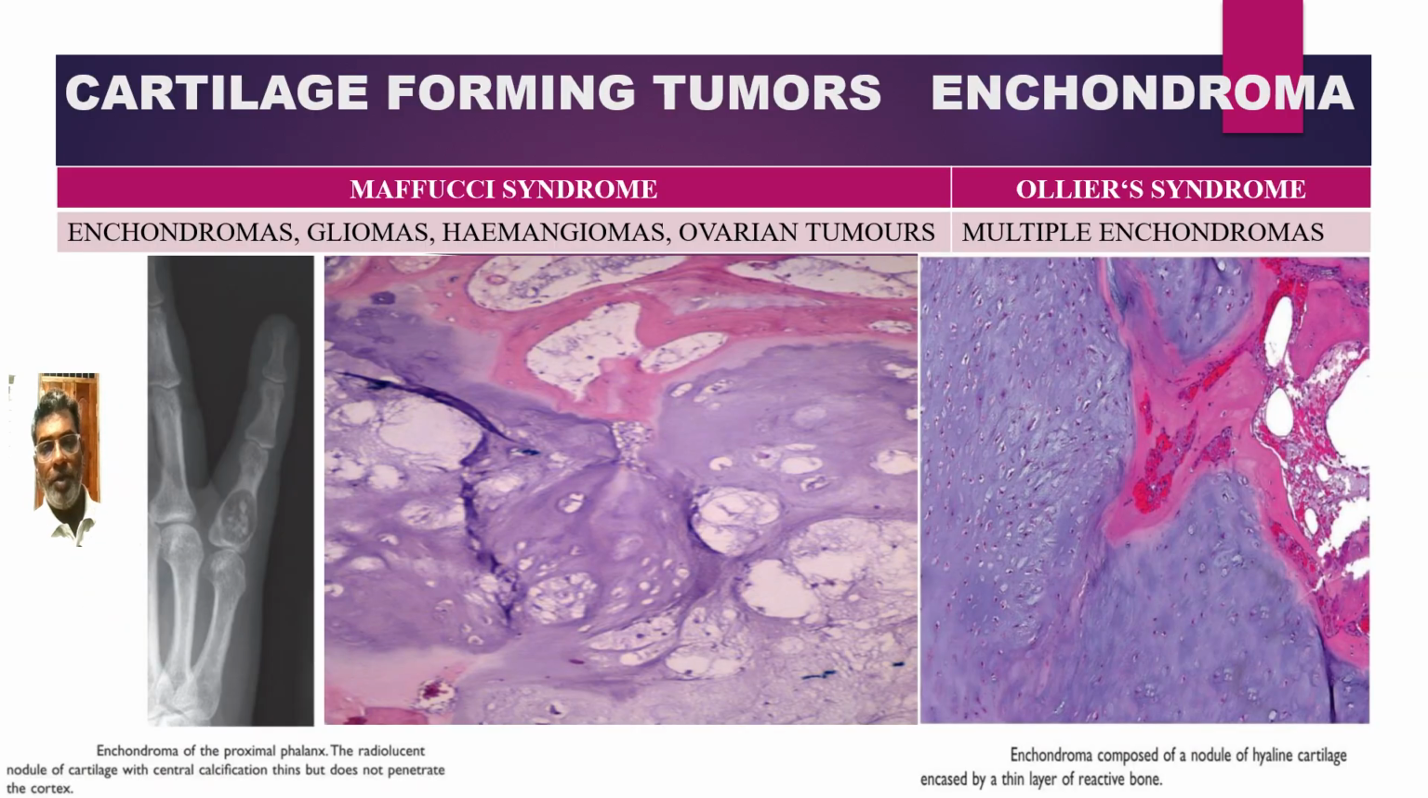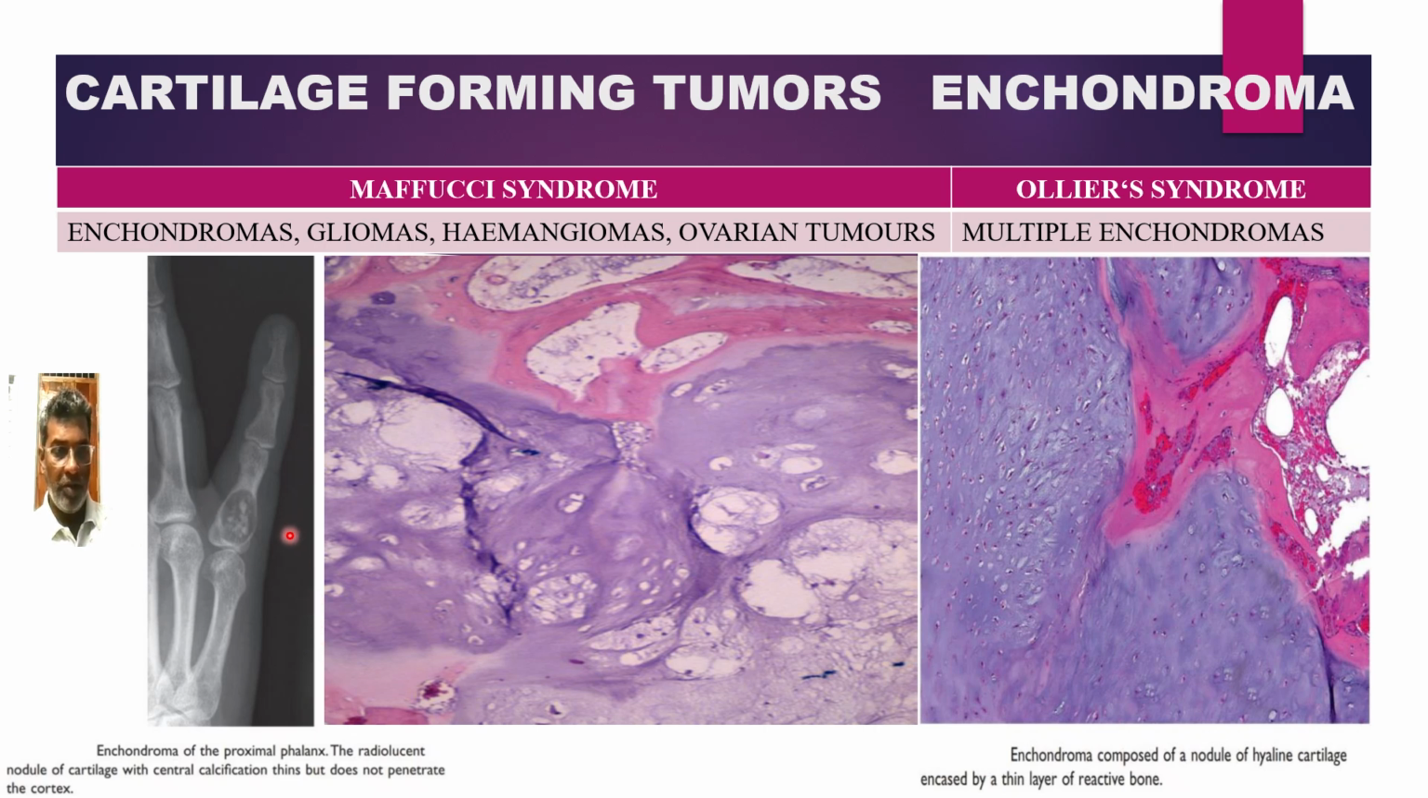Among the cartilage-forming tumors, enchondroma stands in first place. It is associated with Maffucci syndrome and Ollier syndrome. In Maffucci syndrome, there will be enchondromas, gliomas, hemangiomas, and ovarian tumors. And in Ollier syndrome, only multiple enchondromas will be seen. And enchondromas include the hands and feet.